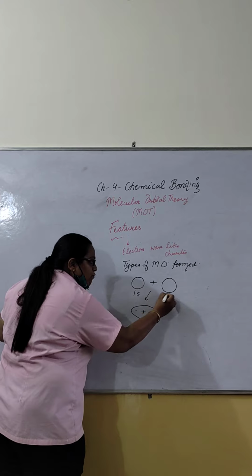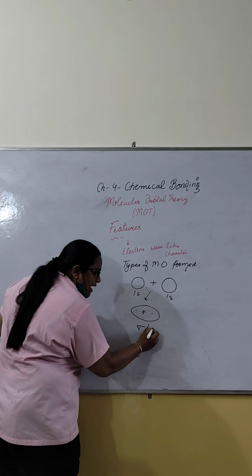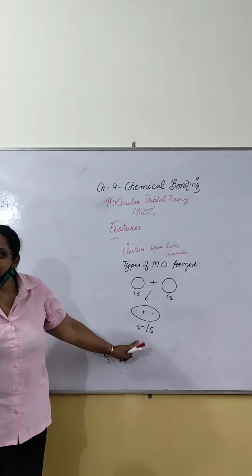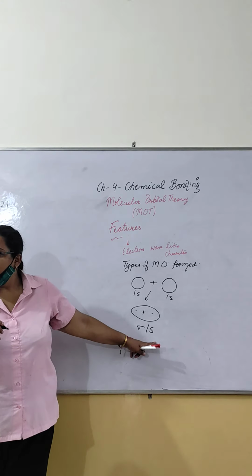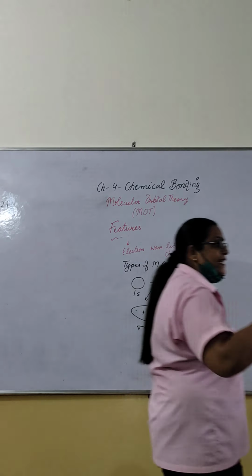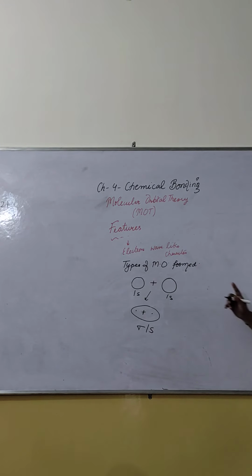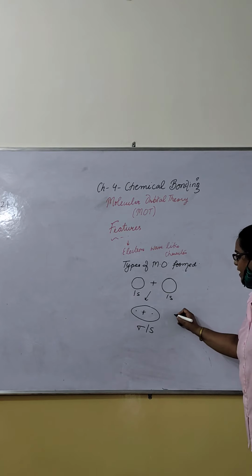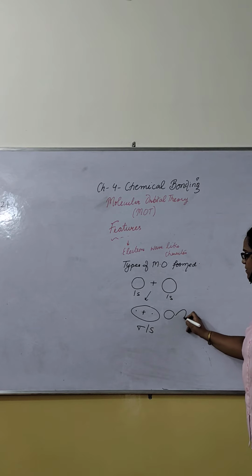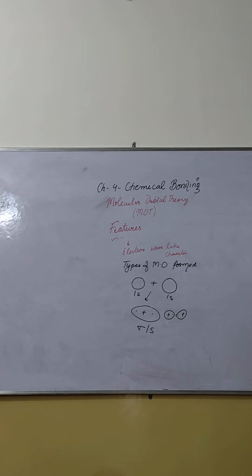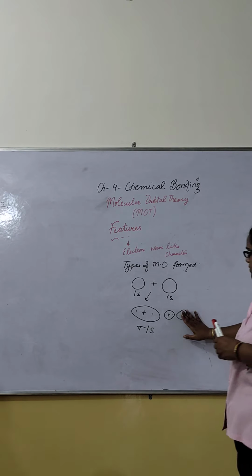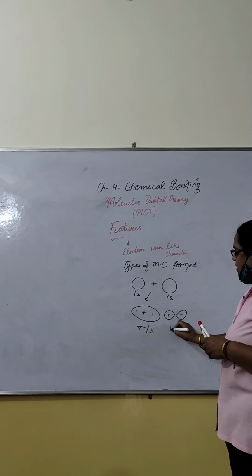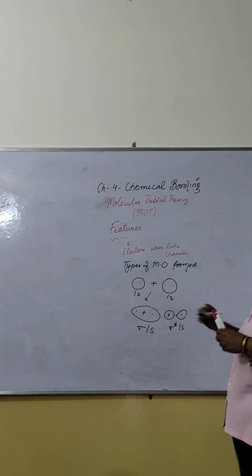Suppose it is 1s, 1s. They combine to form sigma 1s, which means the bonding molecular orbital. And it also forms an anti-bonding molecular orbital when they undergo destructive interference. So here they will form like this. This is sigma star 1s.